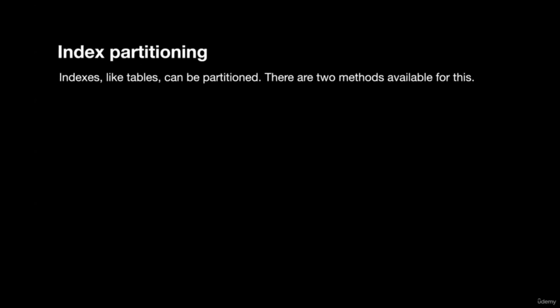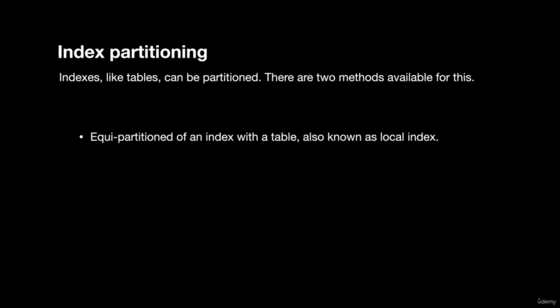Index partitioning. Indexes, like tables, can be partitioned. There are two methods available for this. The first one, equipartition of an index with a table, also known as a local index. For each table partition, an index partition is created that indexes only that table partition. All entries in a single index partition point to a single table partition, and all rows in a single table partition are represented in a single index partition.